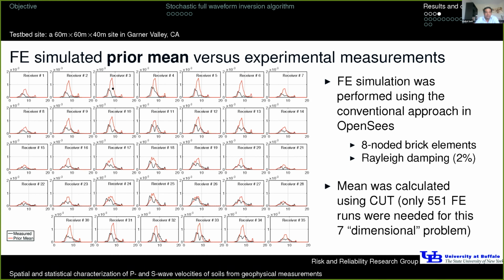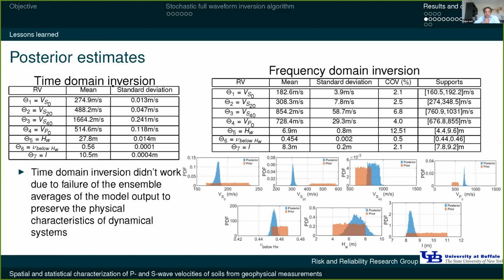As you can see, there is a lot of mismatch at all the receiver locations. So the minimum variance framework will adjust this mismatch and inversely calculate the soil parameters. We first tried a time domain inversion. So at all the times, that's the feature vector we used, but the results are shown on the left in the table. Something went wrong here. You can see the Poisson's ratio is 0.56, which is unrealistic.